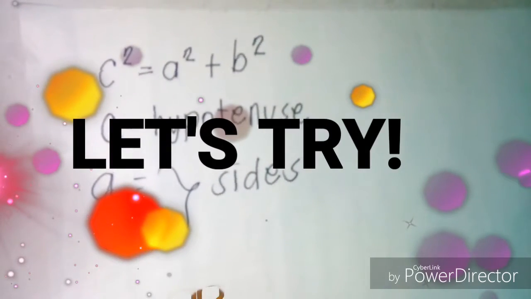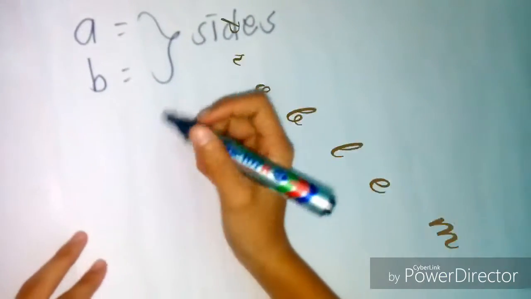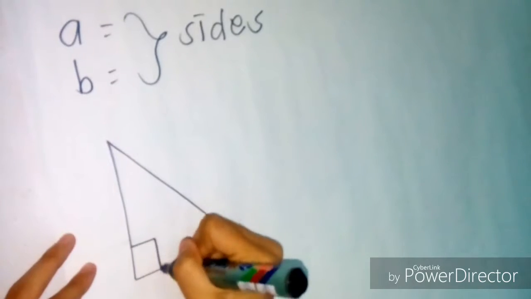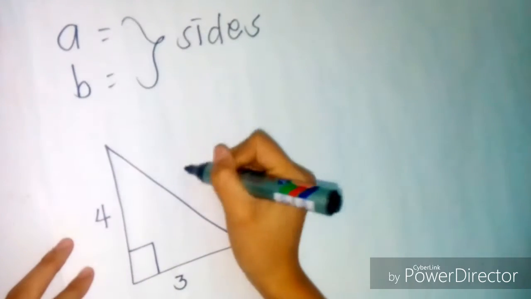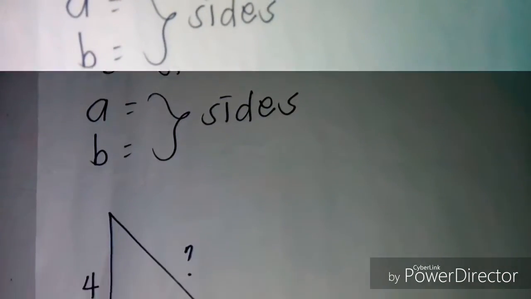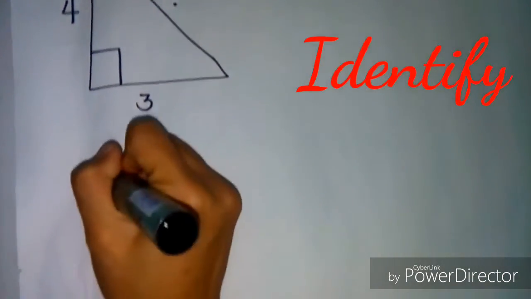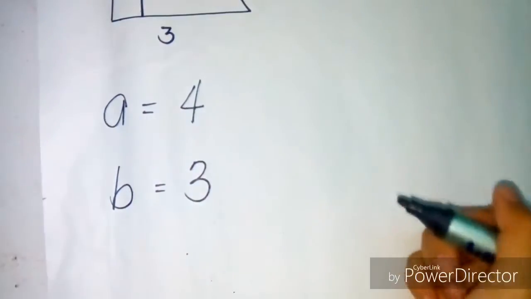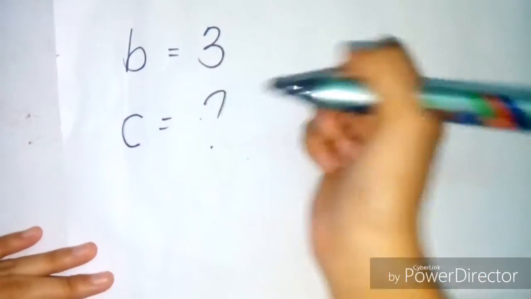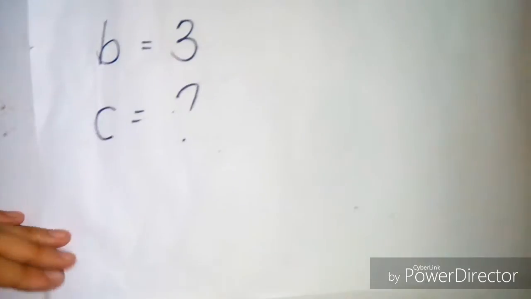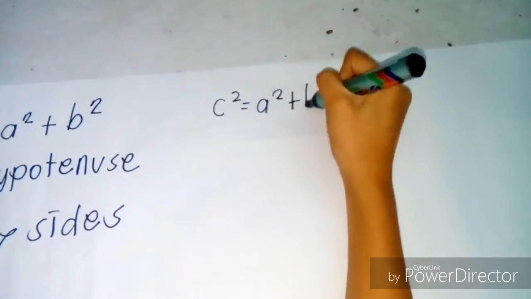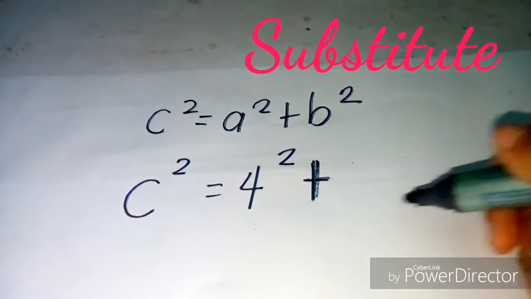So, let's try. The sides of the right triangle are 4 cm and 3 cm. So, let's find its hypotenuse. Let us identify a and b. So, a is 4 and b is 3. Let us find c, which is our hypotenuse. We're going to use the formula c squared equals a squared plus b squared. Let's substitute 4 to a and 3 to b.